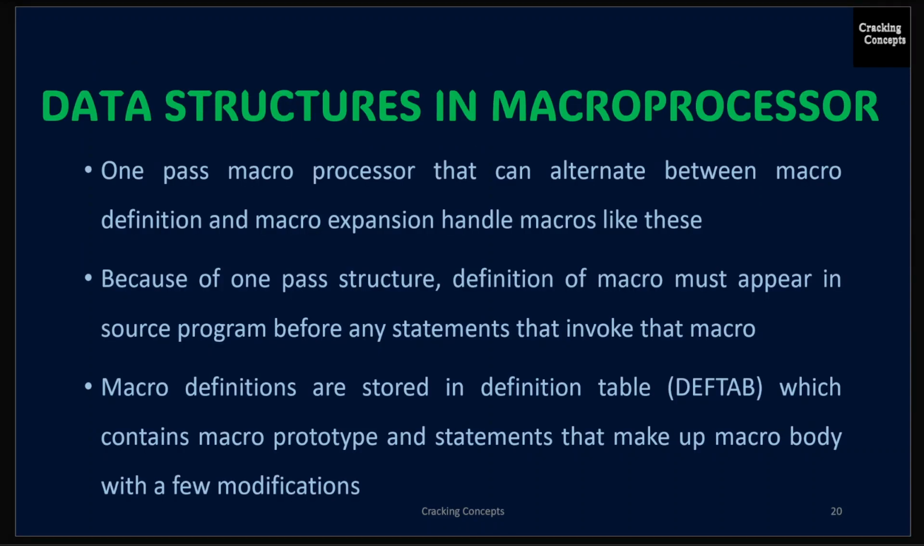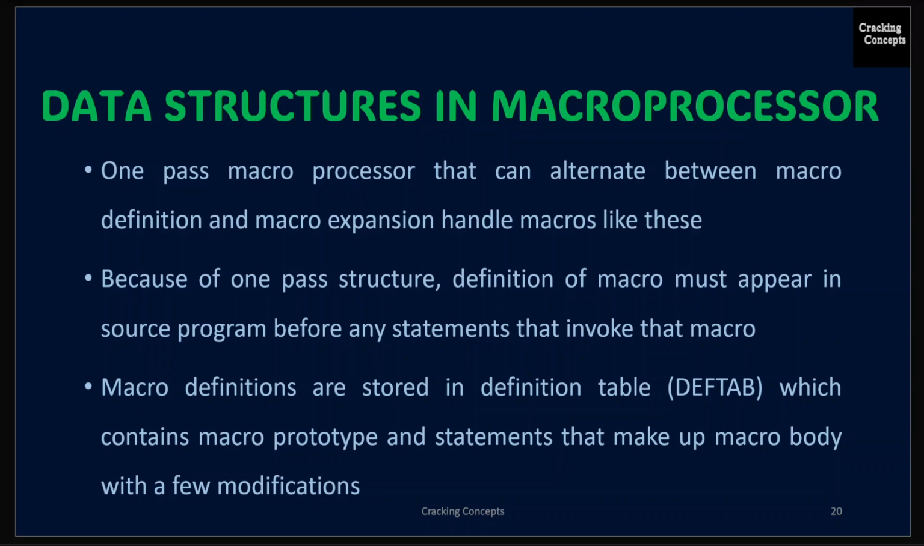A one-pass macro processor that can alternate between macro definition and macro expansion is able to handle macros like these. Because of the one-pass structure, the definition of a macro must appear in the source program before any statements that invoke that macro. There are three main data structures involved in a macro processor.